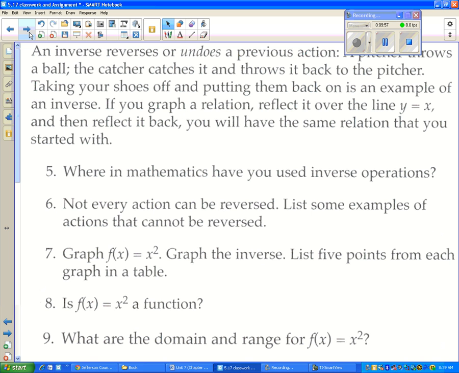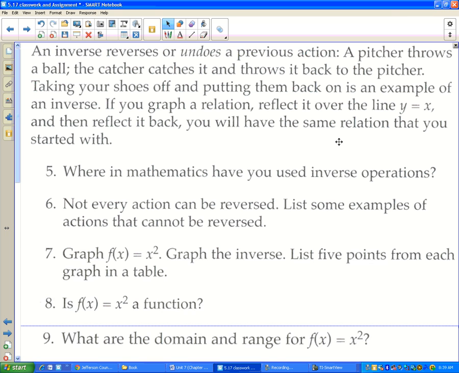So on the next page, an inverse reverses or undoes a previous action. A pitcher throws a ball, the catcher catches it and throws it back to the pitcher. Taking your shoes off and putting them back on is an example of an inverse. If you graph a relation, reflect it over the line y equals x, and then reflect it back, you will have the original, the same relation that you started with.